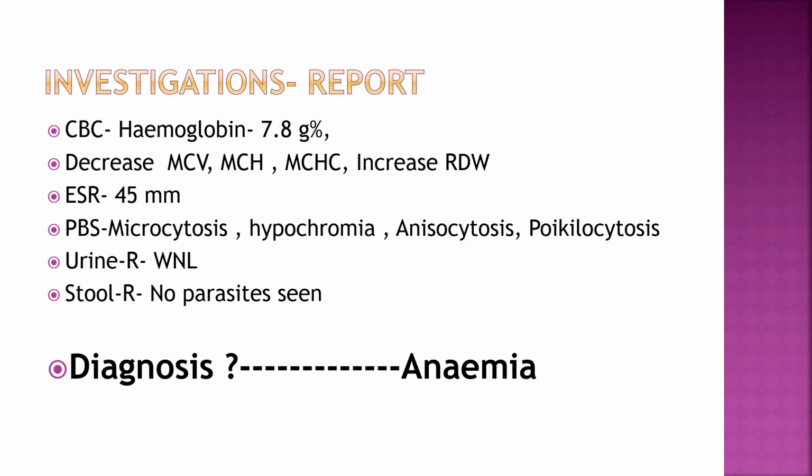ESR 45 millimeter, that means it is increased, and in peripheral blood smear RBC morphology: microcytosis, hypochromia, anisocytosis, that means variation in size of the RBCs, then poikilocytosis, variation in shape of the RBCs. So RBCs, few are like pencil shape, teardrop shape, elongated, oval. Then urine routine is within normal limits, and stool routine no parasite seen.